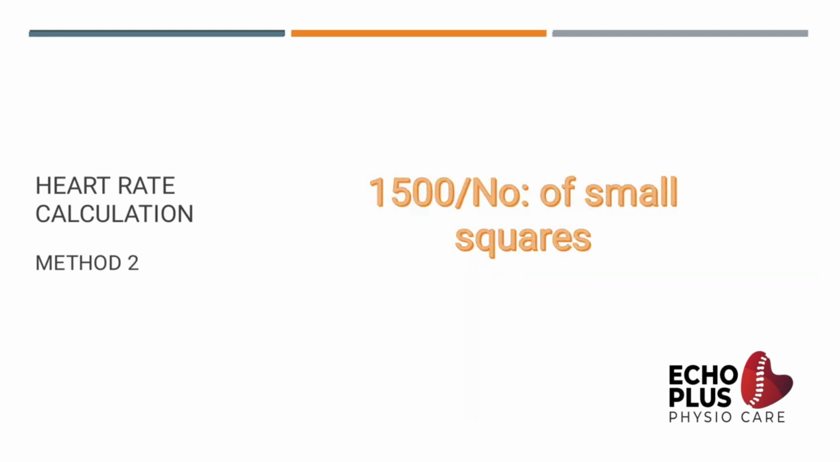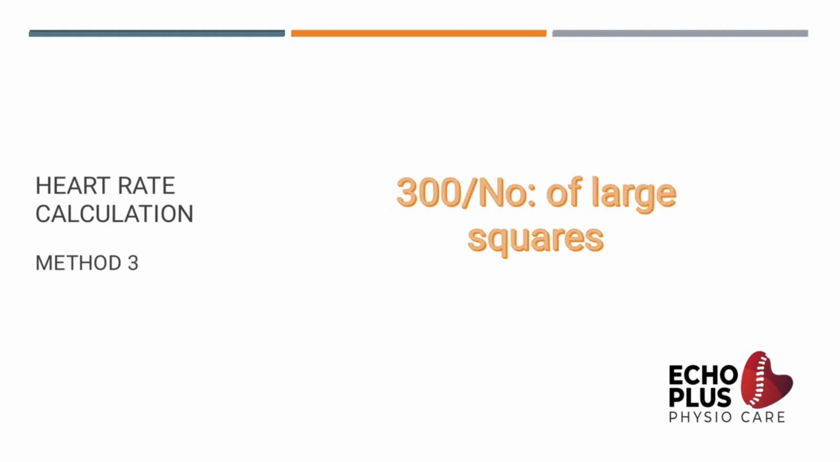What are the other methods? The second method is a little bit complicated, where you have to look into the RR interval and count the number of small squares, and then calculate 1500 divided by the number of small squares, and you will get the answer. Now what is the third method? This is a somewhat easier method, where you calculate 300 divided by the number of large squares, which will give you the heart rate in beats per minute.